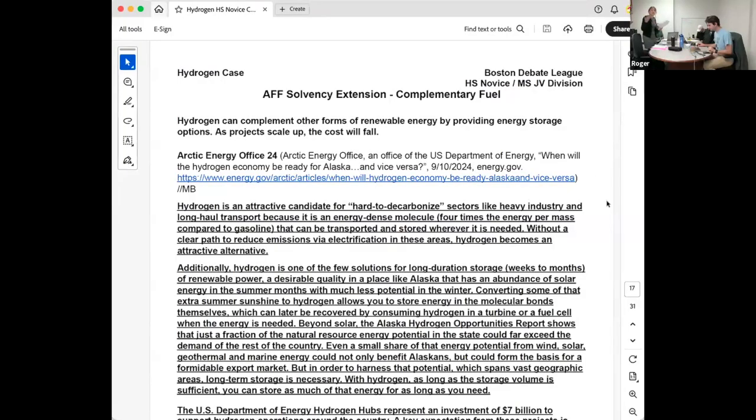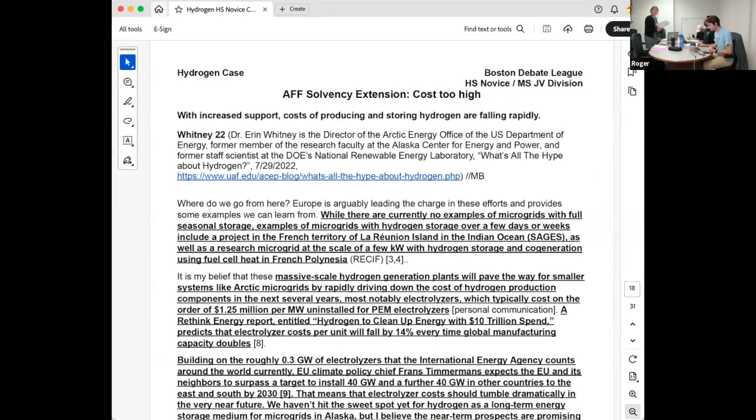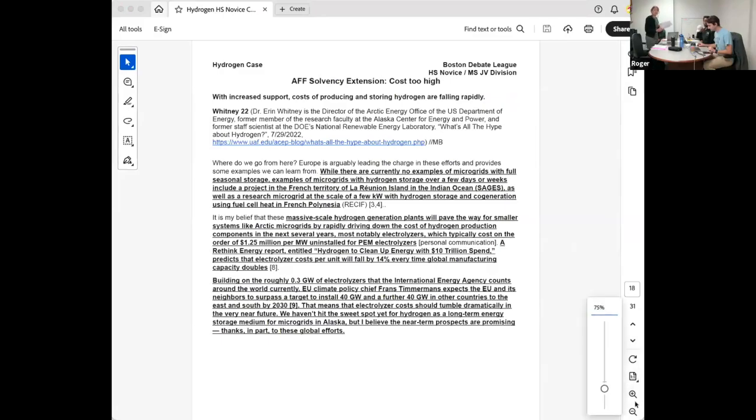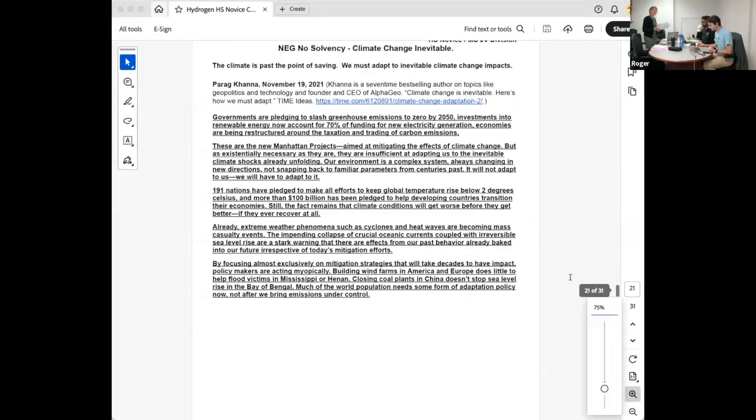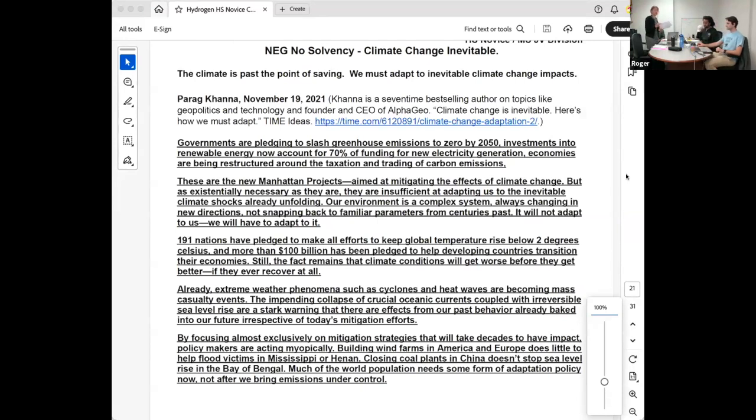Okay. Judges, the affirmative team laid out a problem and they laid out a plan. We, the negative team, agree with the problem. Of course, climate change is a global issue. It is arguably the biggest issue to face humanity and actually life beyond humanity on this earth. We disagree vehemently with the plan for several reasons. First, the climate is past the point of saving. We must adapt to inevitable climate change impacts.